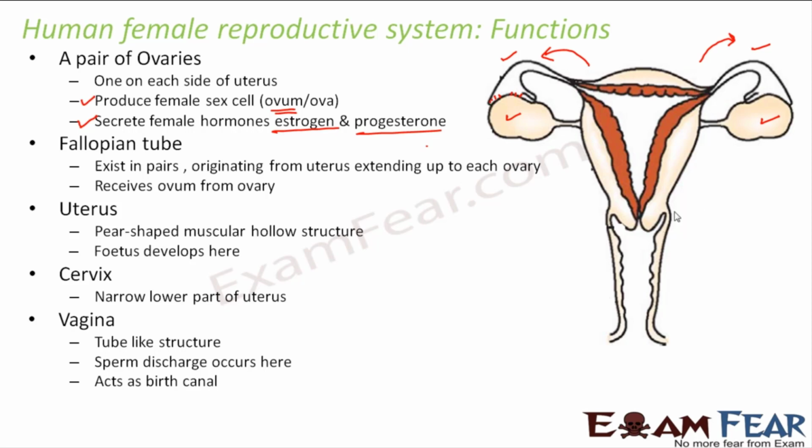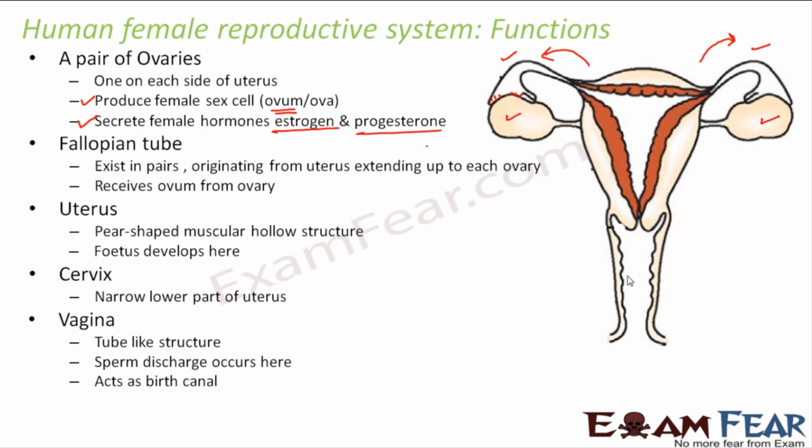That means this is the vagina, as I said. Now when intercourse happens, what happens? The penis gets inserted into this vagina. So the penis enters here and then the penis secretes the sperms here. So this is the place through which the sperms enter inside the female body.